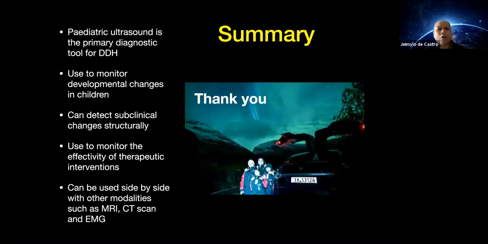And of course, pediatric ultrasound is the primary diagnostic tool for diagnosing hip dysplasia. And this is used to monitor developmental changes in children. It can detect subclinical structural changes. This can help in effectively monitoring therapeutic interventions, especially when we're dealing with juvenile arthritis and some other diseases. It can be used side by side with other modalities such as MRI, CT scan, and EMG.